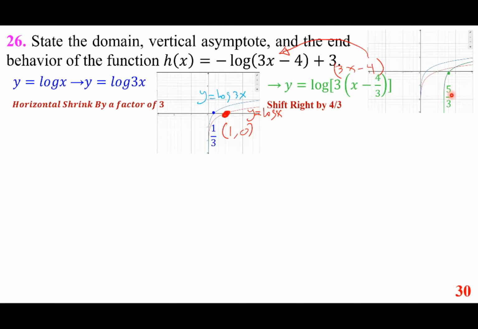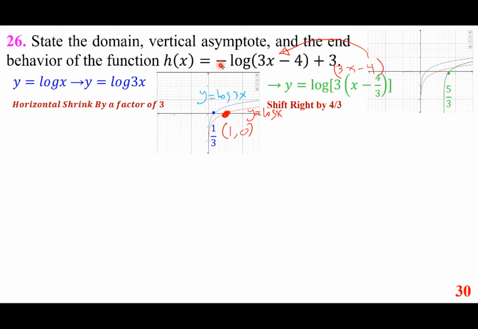And so now this blue point has got to the green point, which has the coordinates (5/3, 0). So I want to quickly recap. Original function (1, 0). It changes to (1/3, 0). And now because we've shifted to the right by 4/3, 4/3 and 1/3 add up to 5/3. So this point has coordinates (5/3, 0). So we got this one. Please understand that's the same thing.